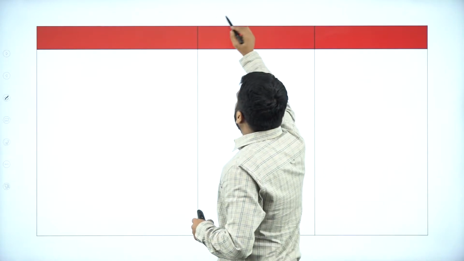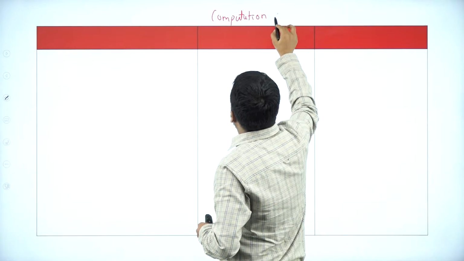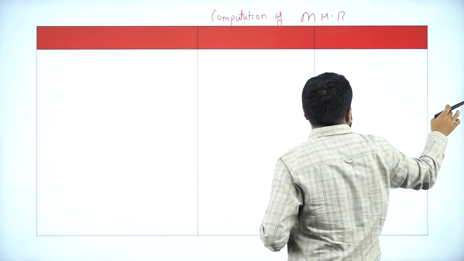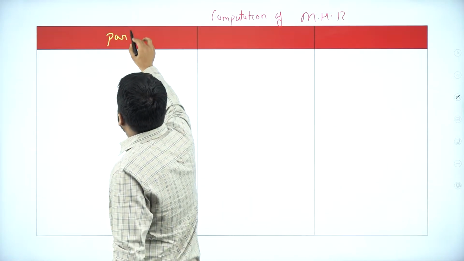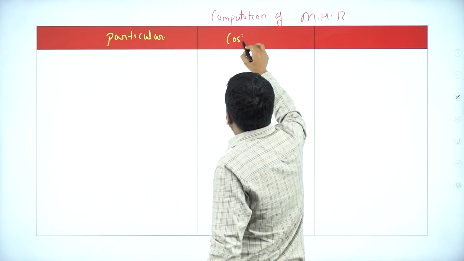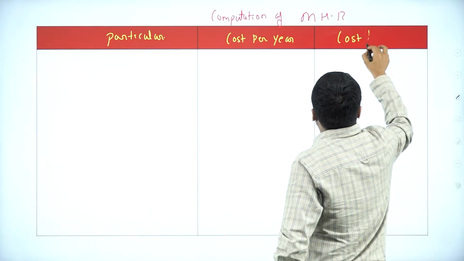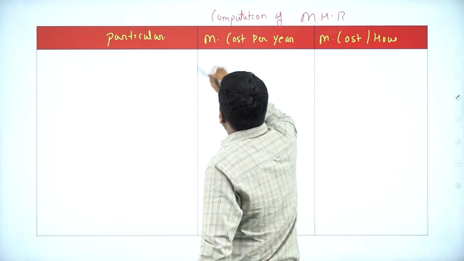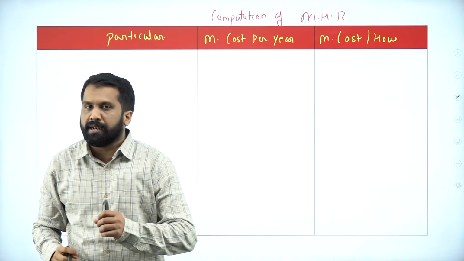Like computation of machine hour rate. So computation of machine hour rate. In this, the first column will be particulars, then machine cost per year, and machine cost per hour. So we concentrate only on how much we are spending for that particular machine.